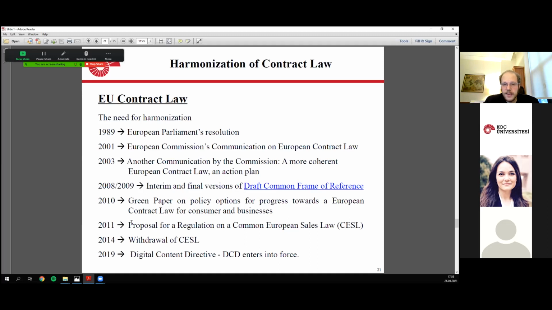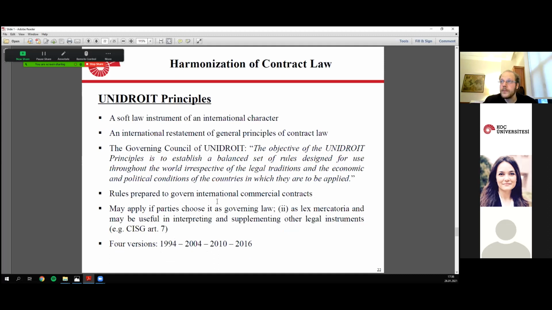And then we have lastly an important failed project, which was a proposal for a regulation on a common European sales law. This was a very hot topic back in the day, but in 2014 it was withdrawn. It was a failed project. It turned into a simple directive on digital content, and it's in force since 2019.